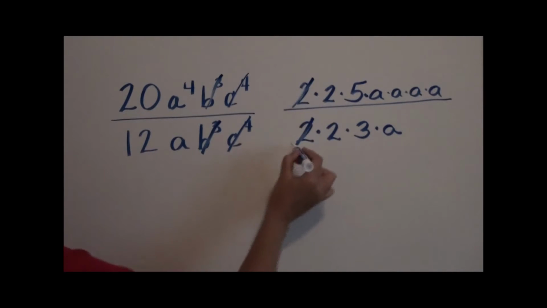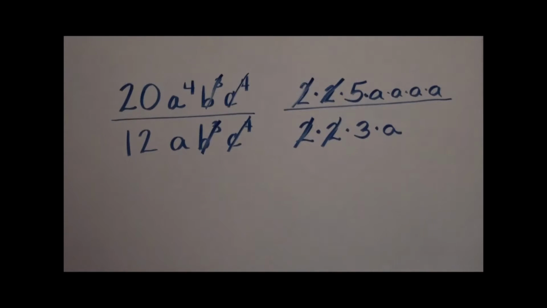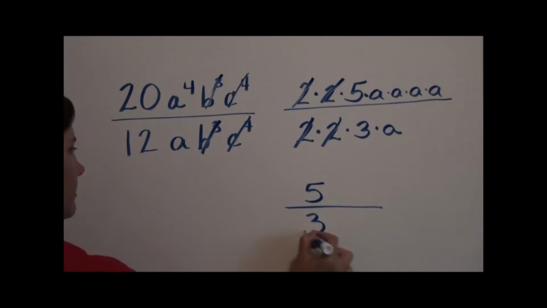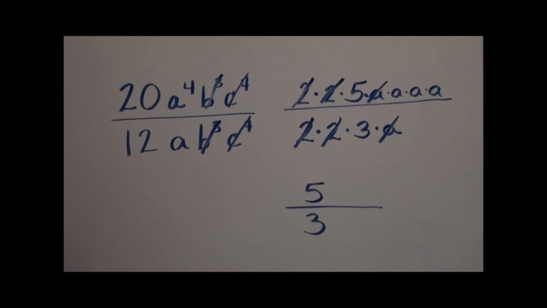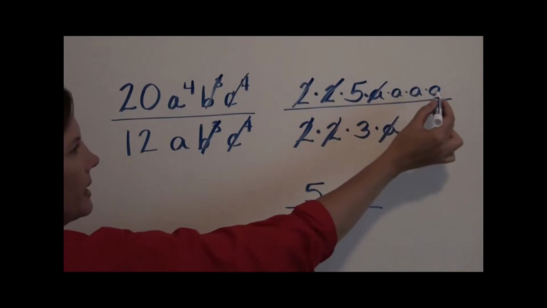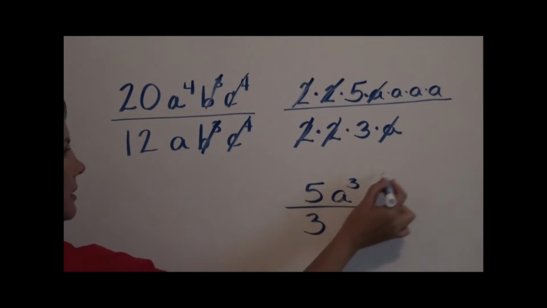2 divided by 2 gives me 1. Those cancel out. 2 divided by 2 gives me 1. Again, cancels out. 5 left on top, 3 left on the bottom. a divided by a cancels out. I have a times a left on the top, so that's a to the 3rd power.